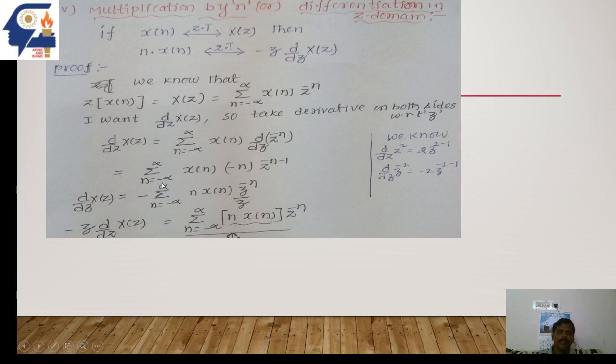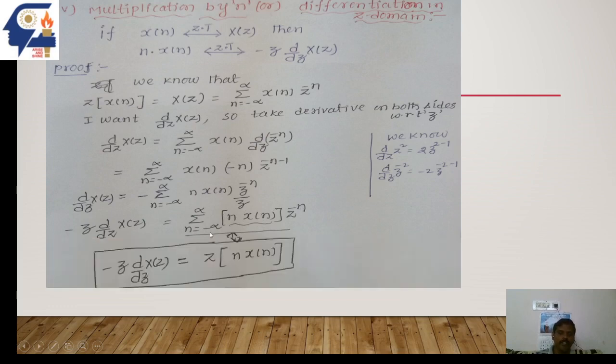See, this summation is with respect to n only, not with respect to z. I am going to take this z and this minus to the left side. Then you will get z power minus n by z. It is divided by z, so if you send this to the left side, you will get a multiplication. Minus z into d by dz X of z is equal to summation n equal to minus infinity to plus infinity n into x of n z power minus n. This is nothing but the z transform of n into x of n.